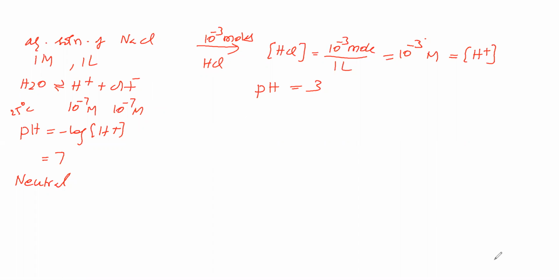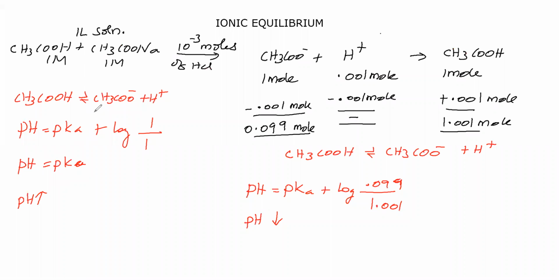But in this buffer solution, what happens? You are adding HCl. HCl is giving H plus ions. That means a small amount of HCl we have to add, not a large amount. If you add a large amount of HCl, then the resultant solution is not a buffer solution, that is an HCl solution. So add a small amount of HCl. On adding a small amount of HCl, the H plus ions given by HCl are consumed by the species present in the buffer solution.